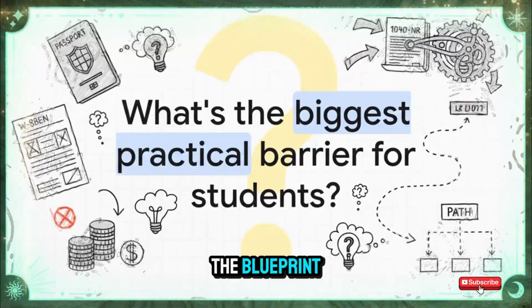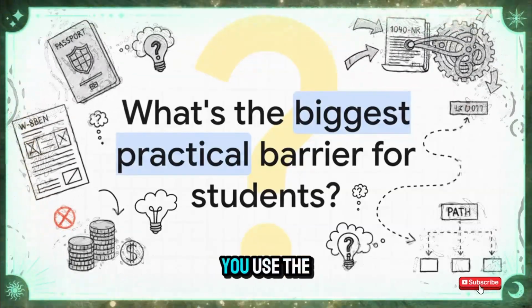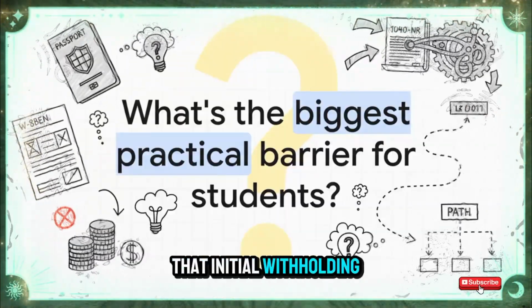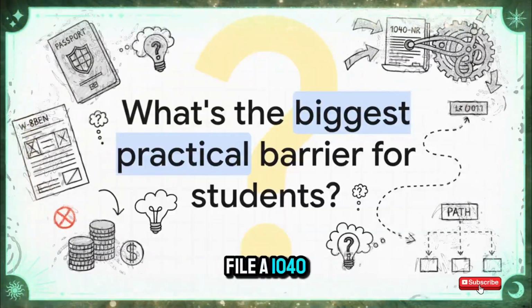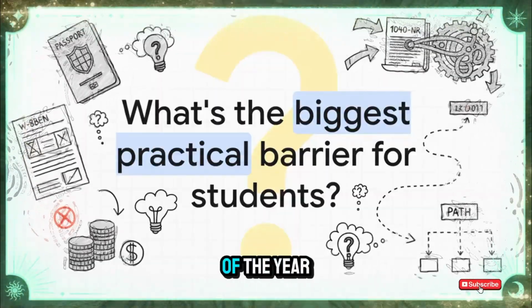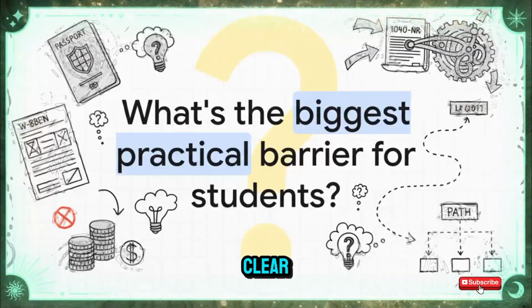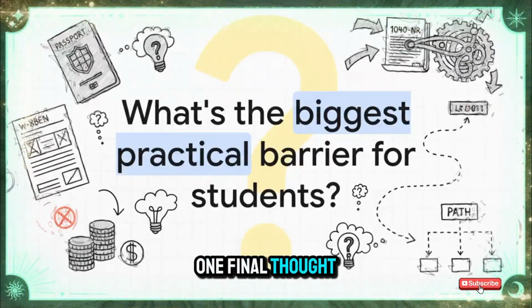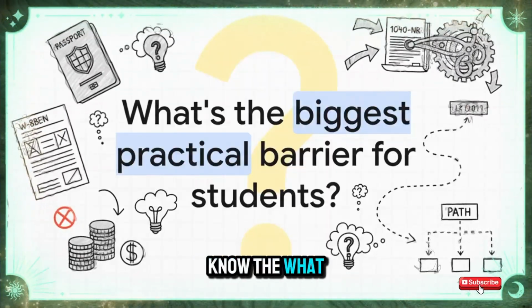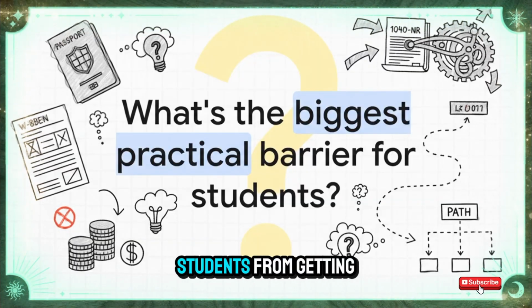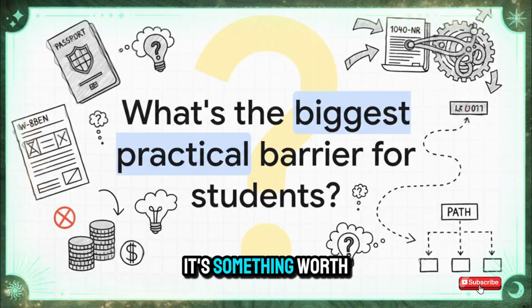So there you have it. That's the blueprint. You get the right tax ID, you use the W-8BEN as your shield to stop that initial withholding, and then you file a 1040-NR to settle up at the end of the year. The rules are complex, but the path forward is pretty clear. Which leads to one final thought. Now that you know the what, do you think is the biggest real-world hurdle that stops students from getting this right? It's something worth thinking about.